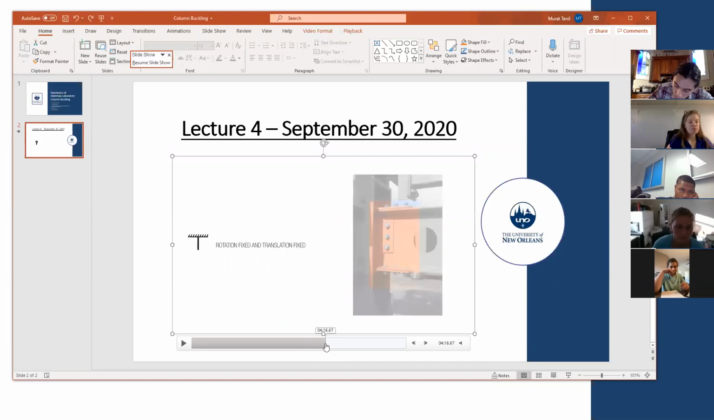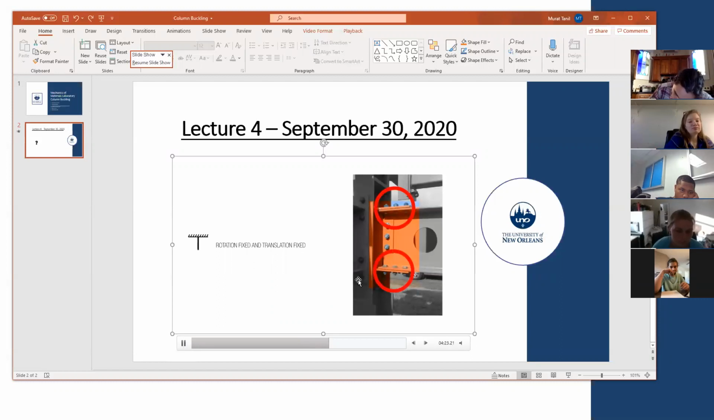Okay, so this is the rotation fixed and translation fixed. So if you look at this, it circles the first circle at the top, at the flanges. So at the flange, let's say this is my beam. I'm holding it at the top. So it's not able to move, it's not able to rotate at the top. I have 3 extra bolts on one side and 3 extra bolts on the other side. And I have 3 bolts at the top, at the bottom as well.